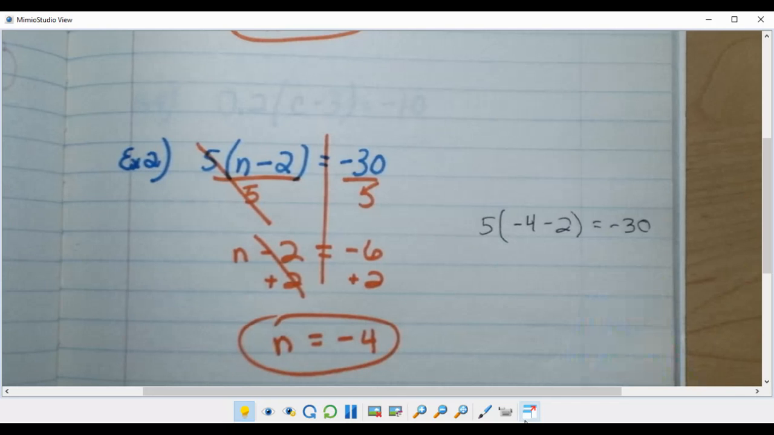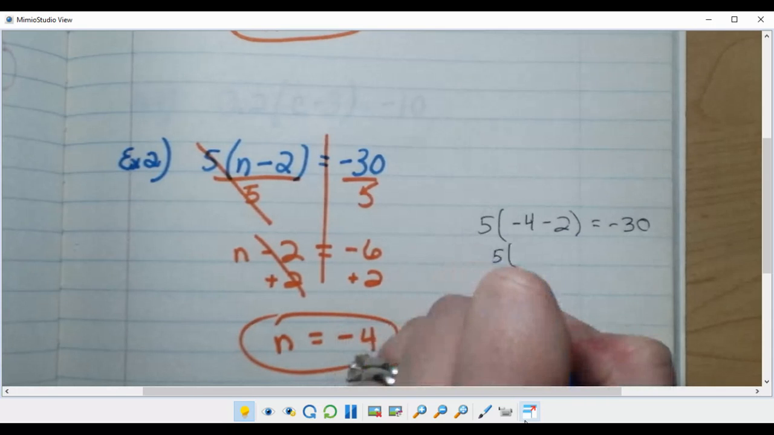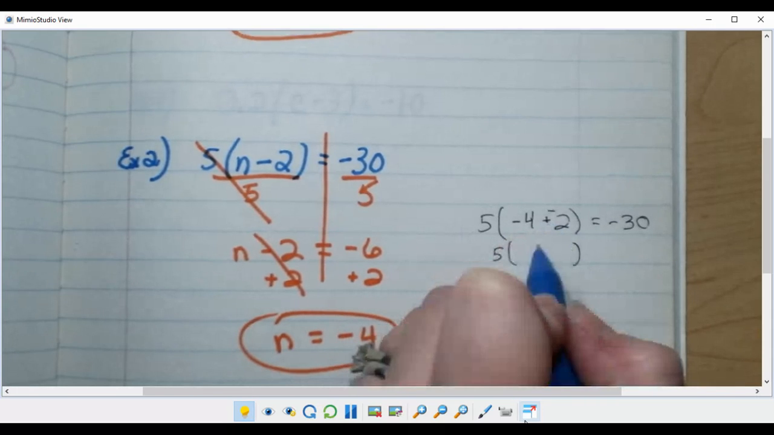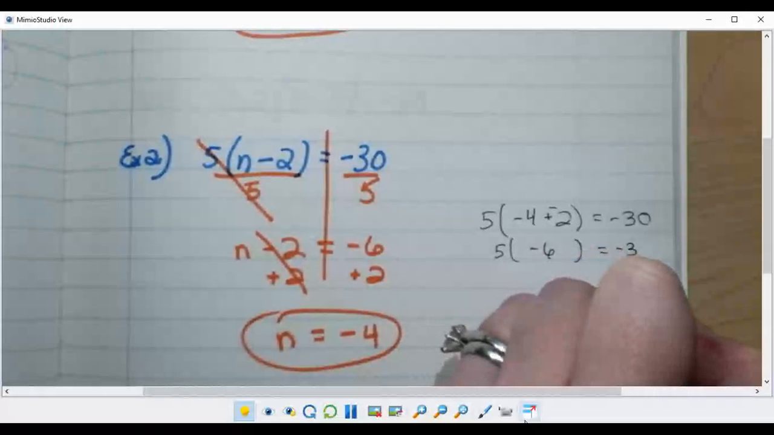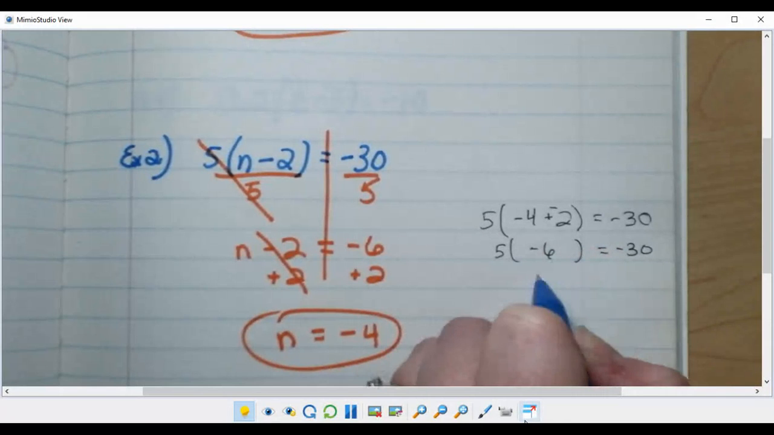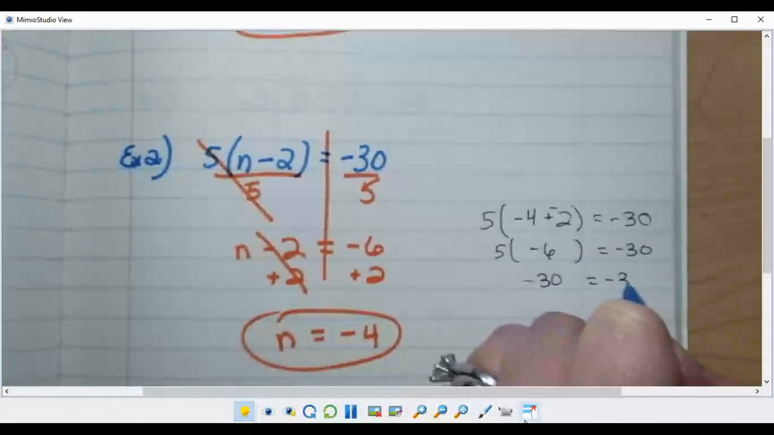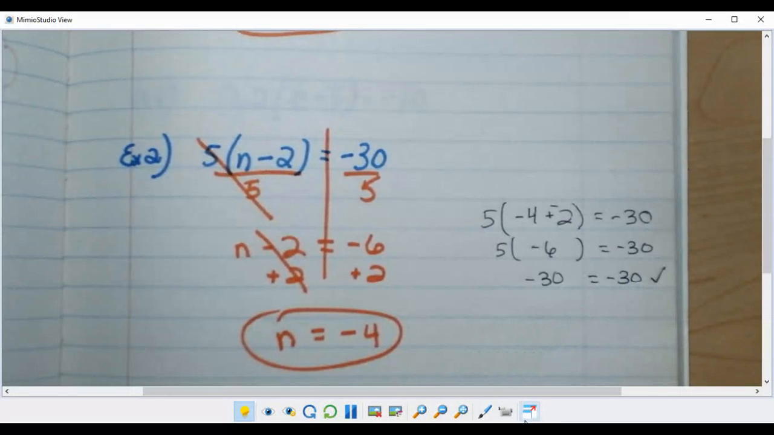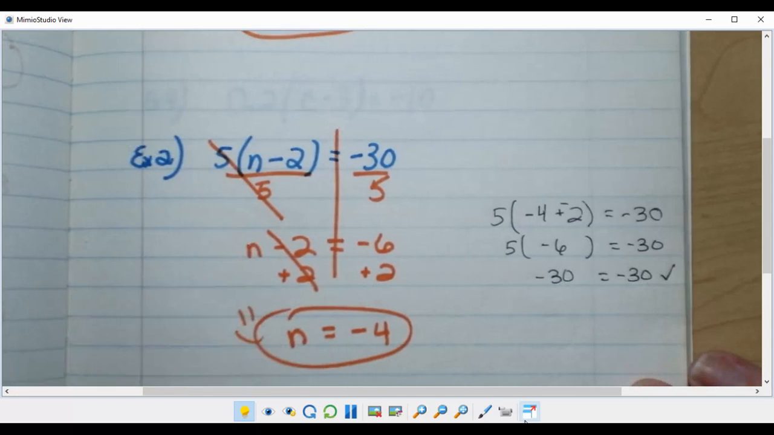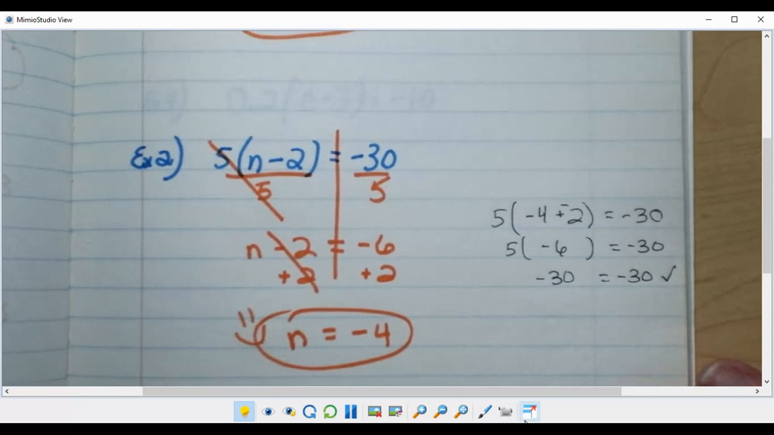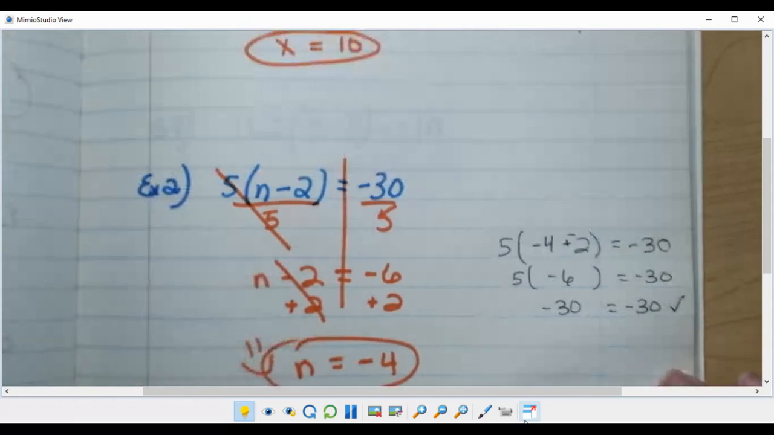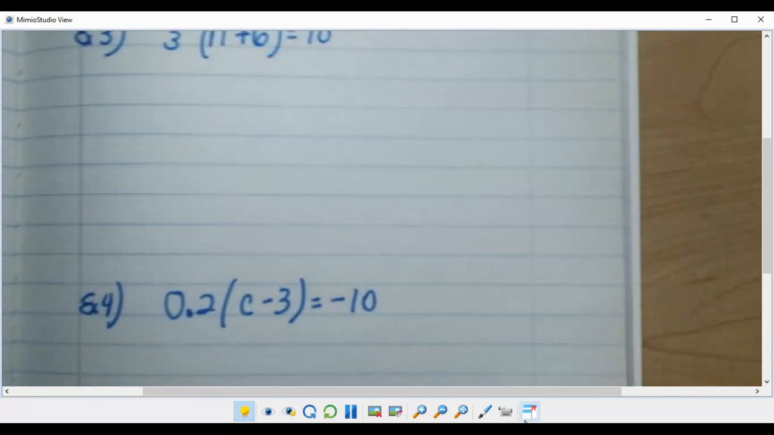This time, I do think I'm going to do order of operations. Okay, I do think I'm going to do inside the parentheses. So change, this would be negative 6. I'd have 5 times 6 is 30 with one sign. And would you look at that? Both sides equal negative 30. So my answer of negative 4 is correct.